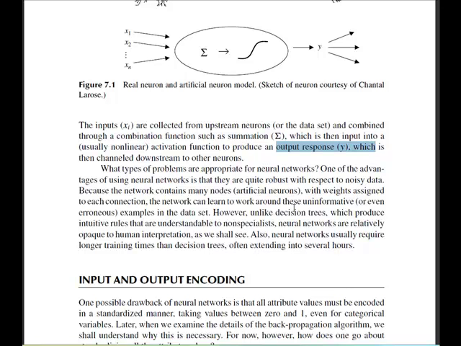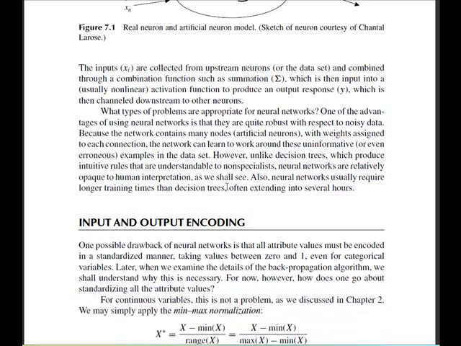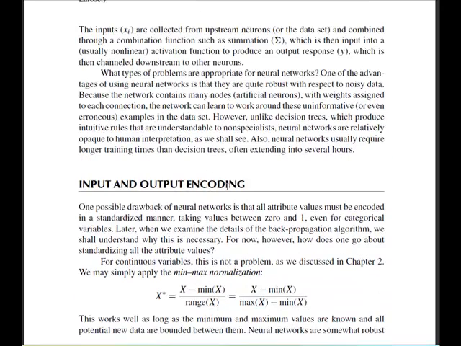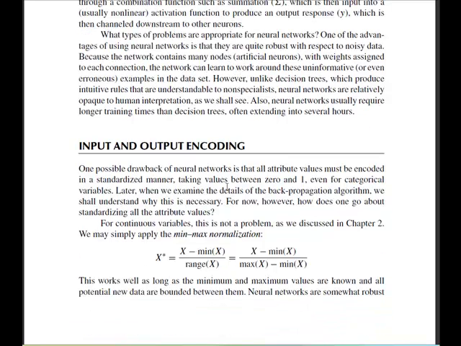However, unlike decision trees, which produce intuitive rules that are understandable to non-specialists, neural networks are relatively opaque to human interpretation, as we shall see. So when we talk about decision trees, you can sort of understand the logic that's happening in them, but in a neural network, basically, you don't see what's happening inside. You just get the result. You just get the output.